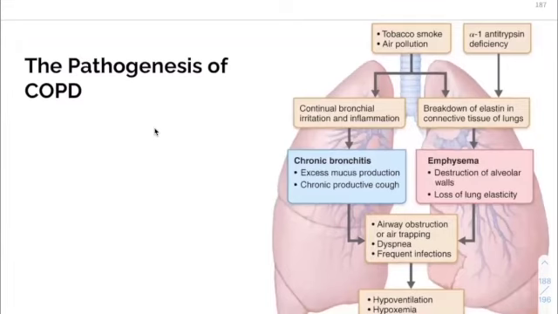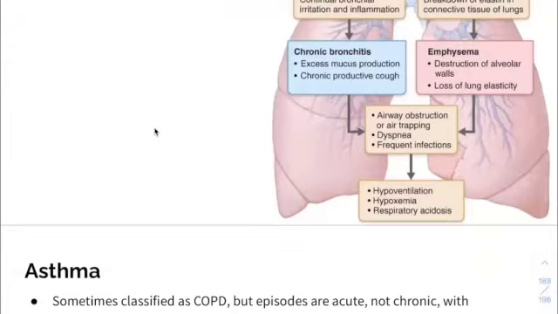So here's the pathogenesis of COPD. Tobacco smoke, air pollutants, alpha-1 antitrypsin deficiency causes breakdown of elastin, causes bronchial irritations and inflammation, can cause chronic bronchitis and emphysema, can end up with your airways obstructed, dyspnea, infections, hypoventilation, hypoxemia, and respiratory acidosis.